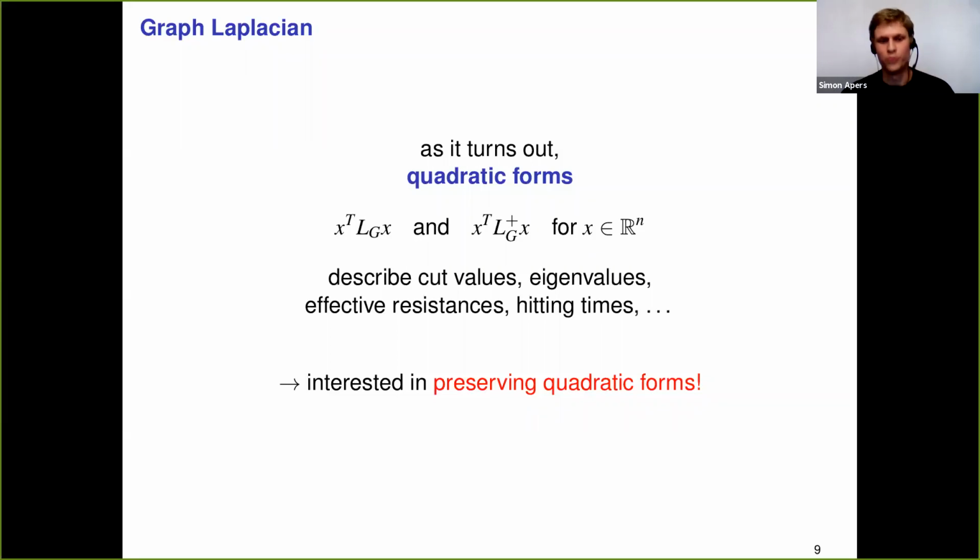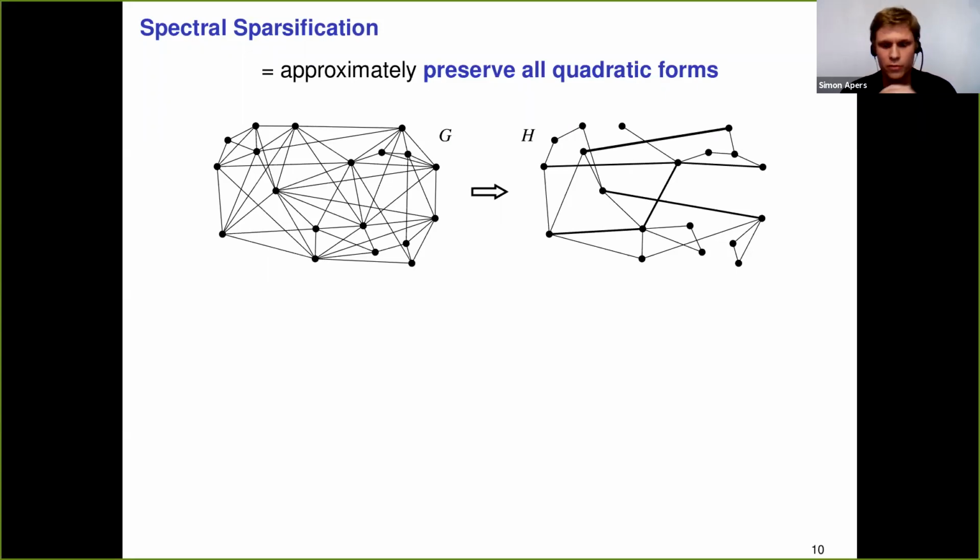So it seems interesting that we would try to preserve these quadratic forms, right? We wanted to preserve certain interesting quantities, and these quadratic forms are a nice notion to try and preserve. And this is exactly what is done in spectral sparsification. In spectral sparsification, again, we start from some input graph G. We want to construct a sparser graph H by taking a subset of the edges and reweighing them, such that approximately all quadratic forms are preserved, right? So the entire set of quadratic forms indexed by all potential n-dimensional vectors x.